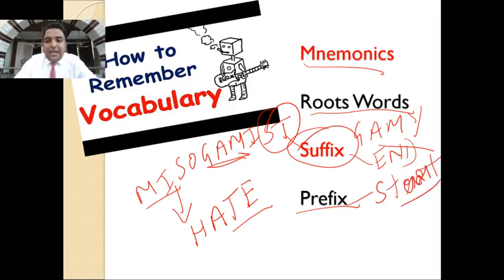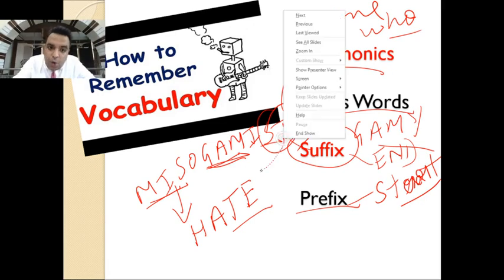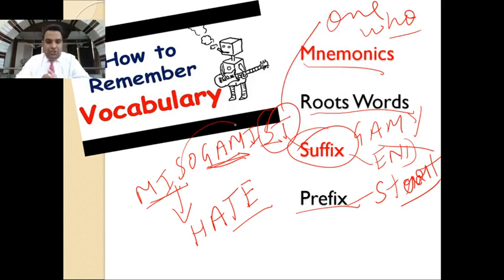Root word can be in the starting, can be at the end. So miso is hate, a root word. Gamy is again a root word, meaning marriage. The suffix -st means one, that means I'm talking about a person. So miso means a person who hates marriage. A person who hates marriage is a misogamist. So you got the root words miso and gamy, and you also got the suffix -st.